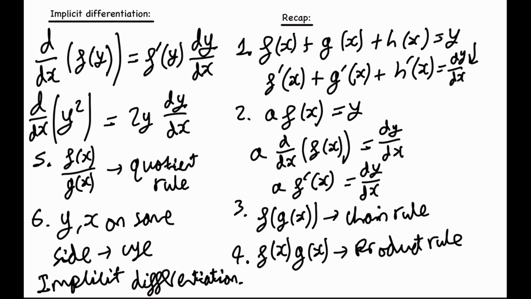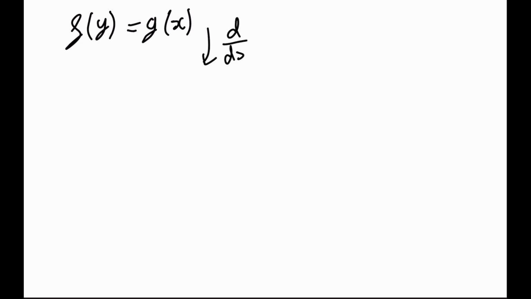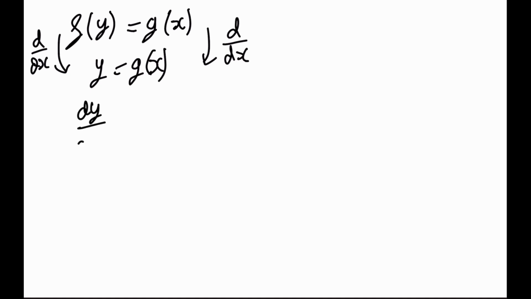It's also worth noting that when you differentiate any function, f of y is equal to g of x, for example, or in terms of any of them, even if it's just y on one side, so you have y is equal to g of x, you are actually differentiating both sides. So it's worth noting that. So we get dy over dx is equal to g dash of x.